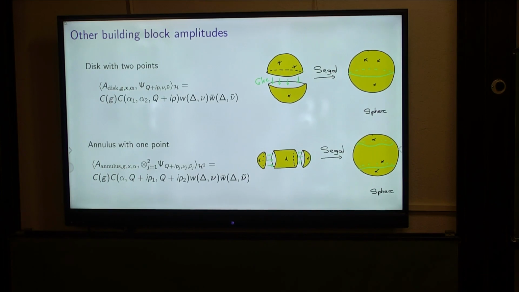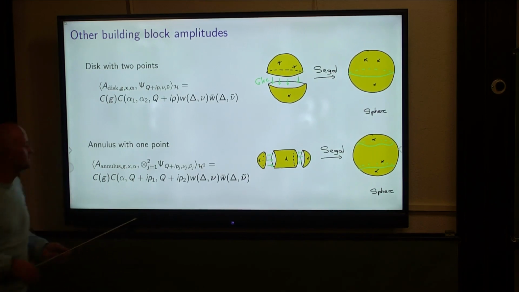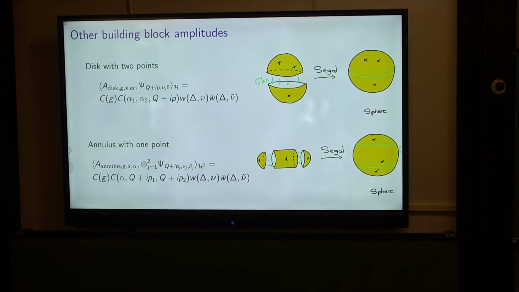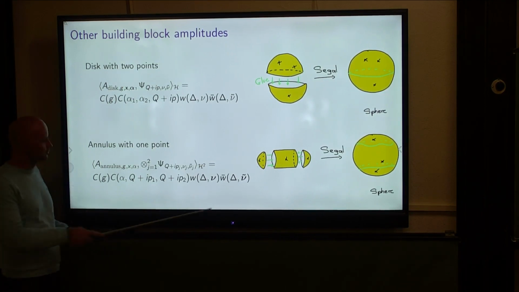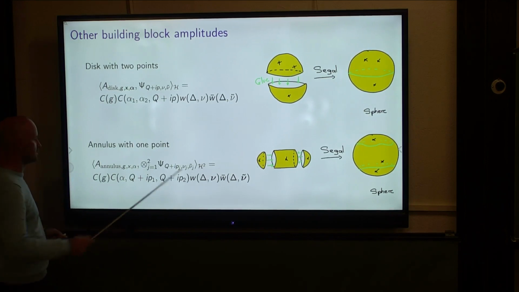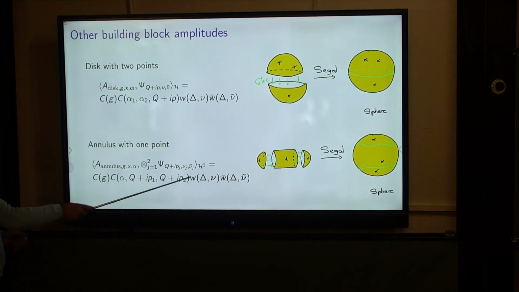Okay? So basically, for all the building blocks, when you plug the eigenstate inside, you get those coefficients depending on nu and nu tilde. What is important here is the factorization into W and W bar.